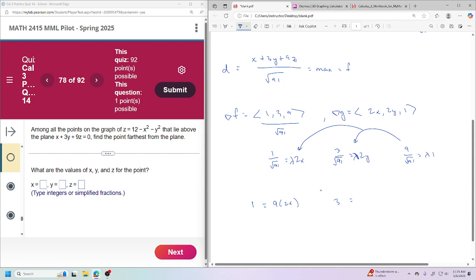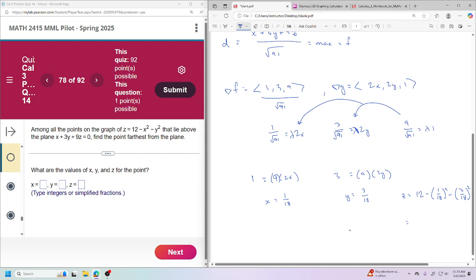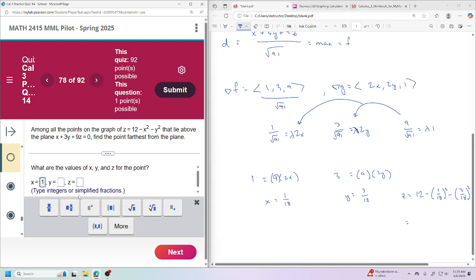And then I've got, I guess I could just do this here. So that's 18. X is equal to 1 over 18. Y is equal to 3 over 18. And then my z, I have to plug that back in up here. And then we should be done. So 1 over 18 squared, 3 over 18 squared. Oh, I have to type simplified fractions. So I won't. I want to see if this works, though. I want to submit this one.